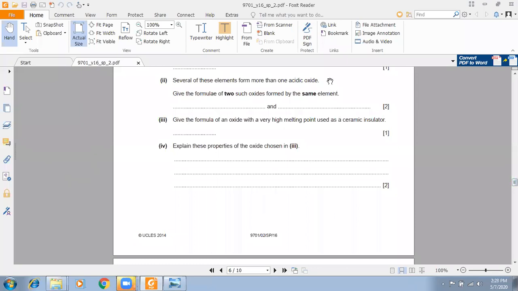Okay, Hanadi, I am showing the previous question again. Give the formula of an oxide with a very high melting point used as a ceramic insulator. So as an insulator, what can we use? We can use a substance which is resistant to high temperature. It does not break down at high temperature.